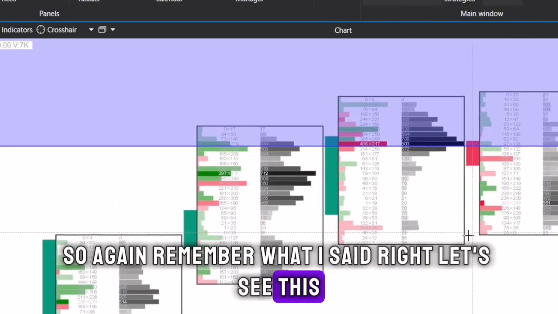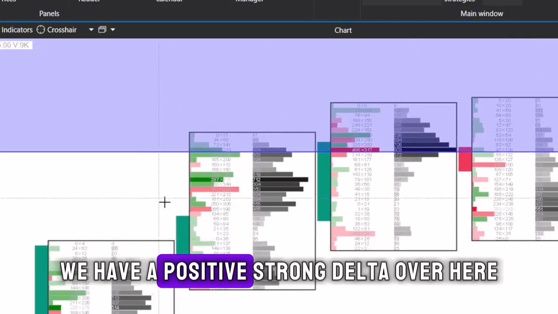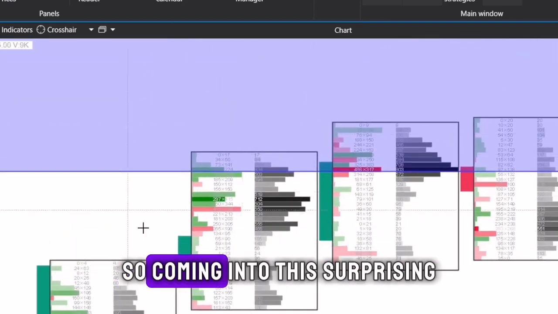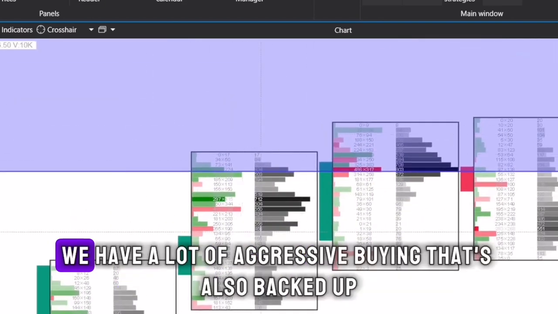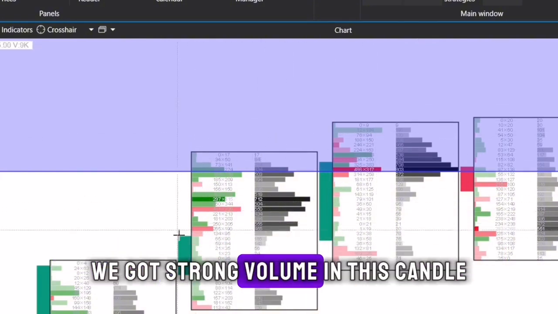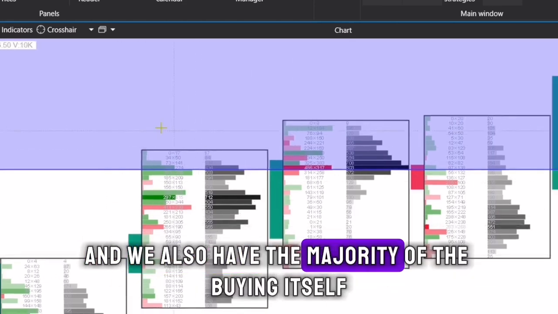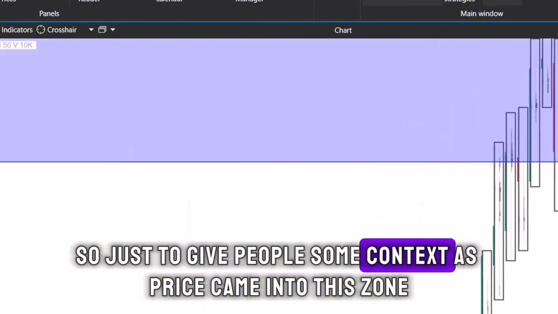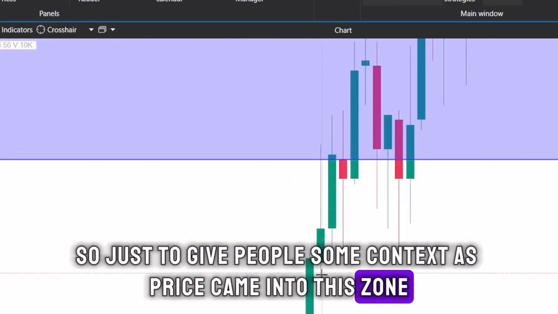Let's see this. We have a positive strong delta over here, strong delta coming down below, strong delta. So coming into this supply zone, we have a lot of aggressive buying. That's also backed up with the fact that we have some volume. We've got strong volume in this candle, and we also have the majority of the buying itself, the aggressive buying up here, right?